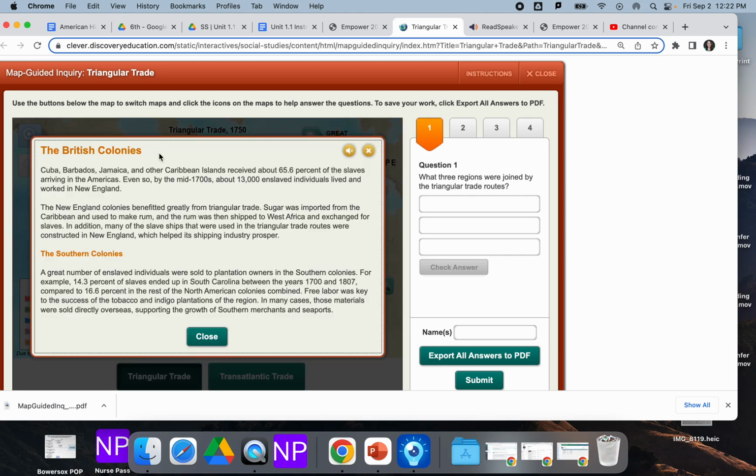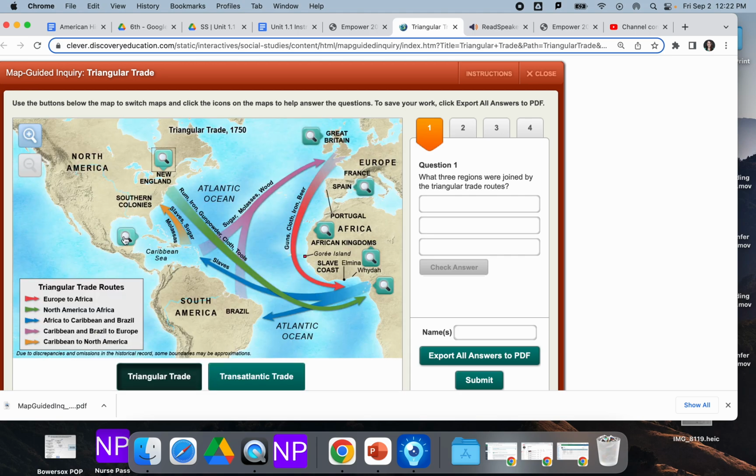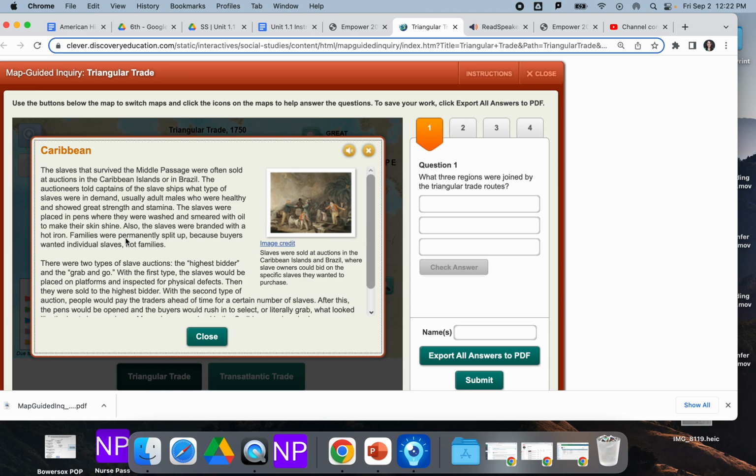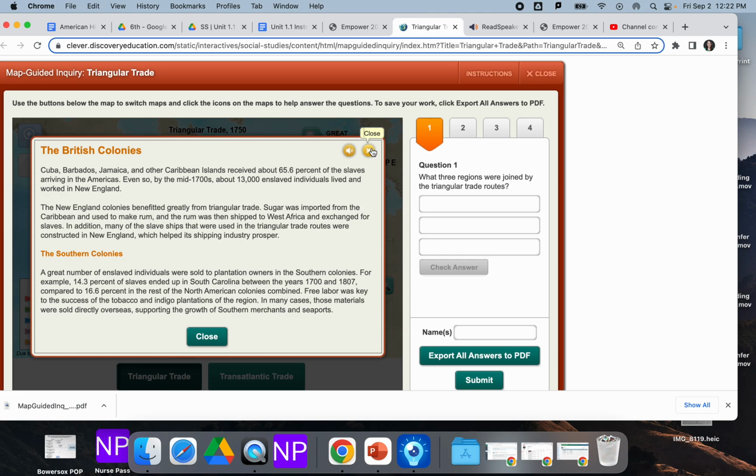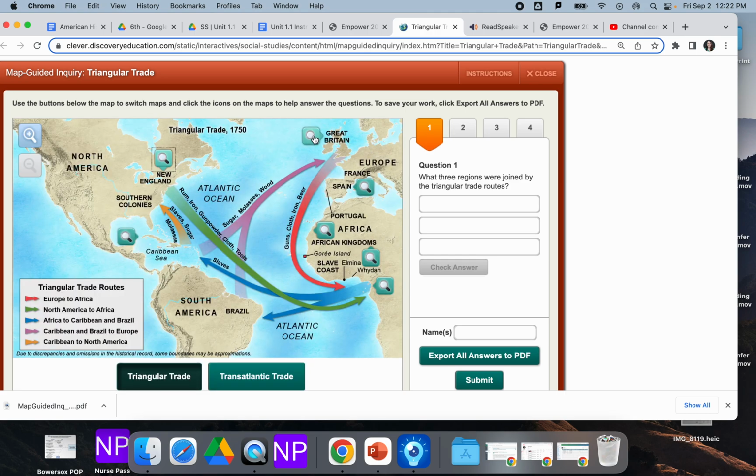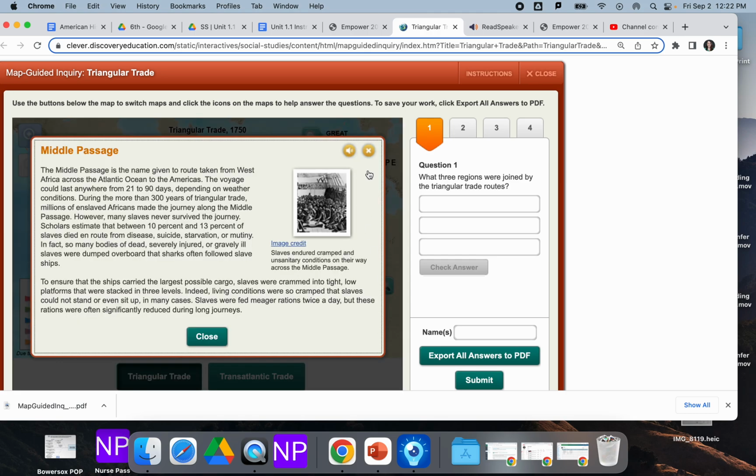In order to answer the questions, you're going to have to click on these little magnifying glasses. You have to read through all of them on the triangular trade. And then you can also hit the audio to listen. You have to scroll down. And you're going to be looking to see which of these are going to answer questions on my page. You do need to look at all of them and read all of them, okay? So you have all of these over here as well.